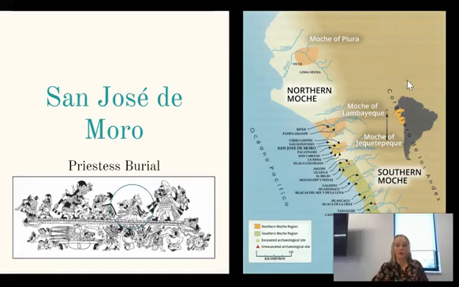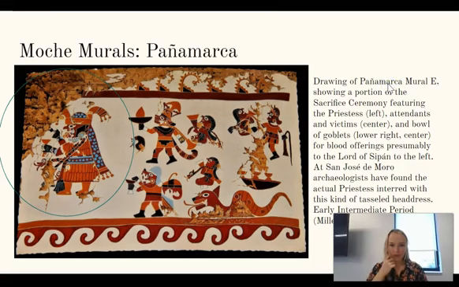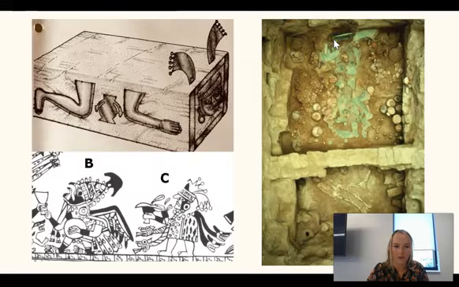All right, the next sacred burial we'll look at is San Jose de Moro. Here we have the burial of the priestess, or we have iconography that matches up with the depiction of the priestess here. This is where San Jose de Moro is located. So this is the drawing of the Pancha mural E, which shows a portion of the sacrifice ceremony featuring the priestess. So a couple of noteworthy things we see here are these big tasseled hair pieces coming off of a headdress, these long tassels, and these serpent-like kind of braided features coming off of her.